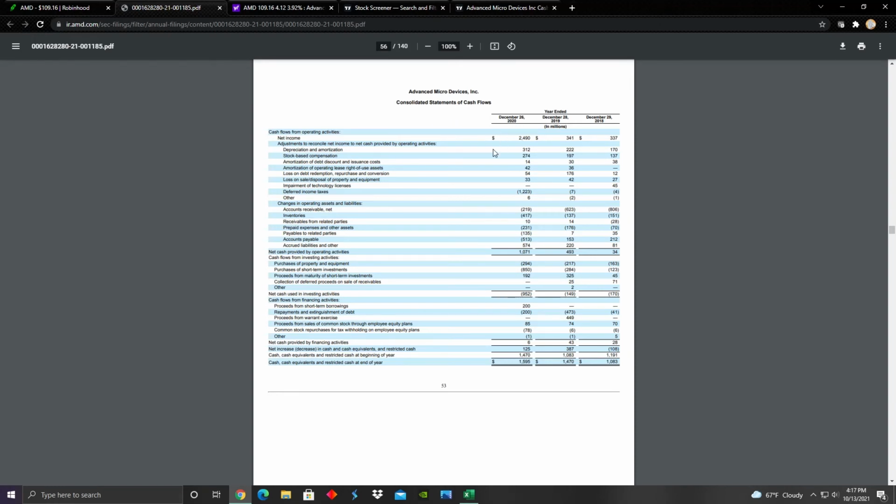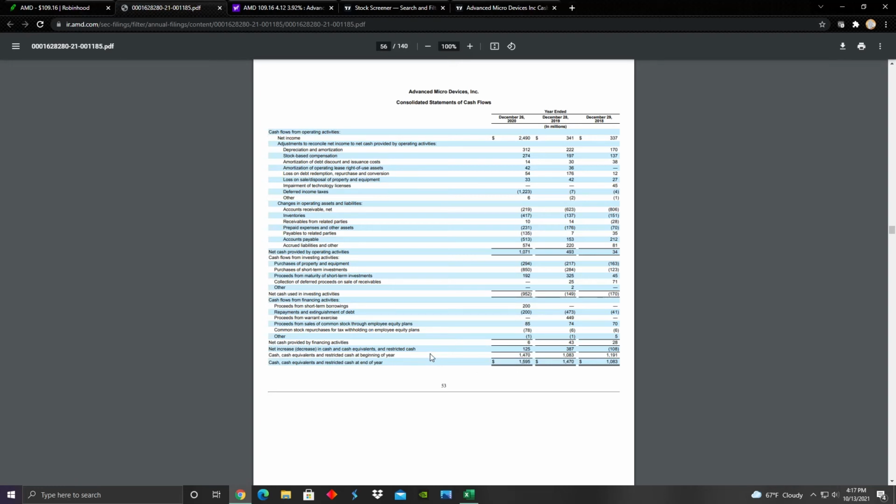consolidated statement of cash flows. We can see net income at end of 2020 ended at $2.4 billion. Their net cash provided from operating activities was about $1 billion. They spent about $900 million in investments, and they raised about $6 million from financing. We can see that came mostly from short-term borrowings as well as proceeds from sales of common stock.